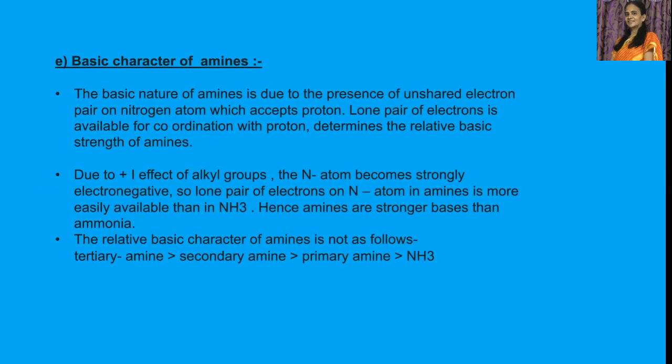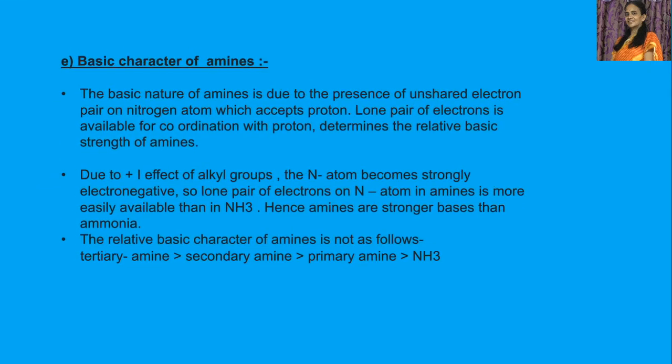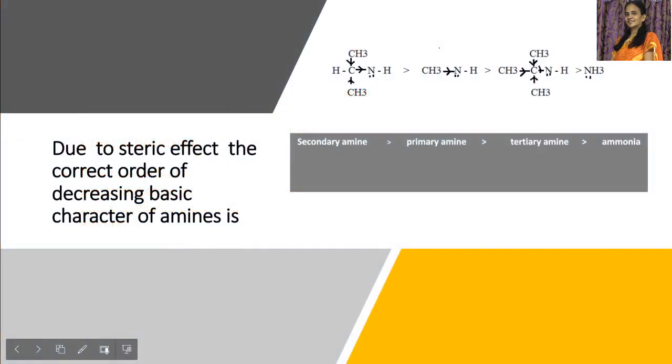But actually, this is not the exact order. So what is the order? Let us discuss. The order of basic character of amines is secondary amine is greater than primary, which is greater than tertiary, which is greater than ammonia. According to plus I effect, tertiary should be more than secondary, more than primary, more than ammonia. This is what we expect. But because of steric effect, the secondary amine has the strongest basic character when compared to primary, which has stronger basic character when compared to tertiary, which is greater than ammonia.